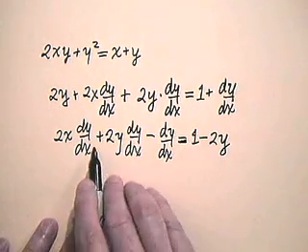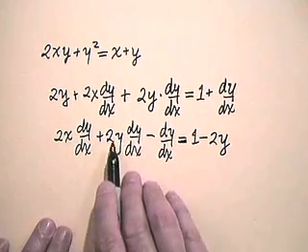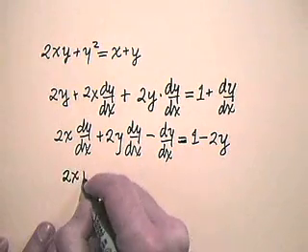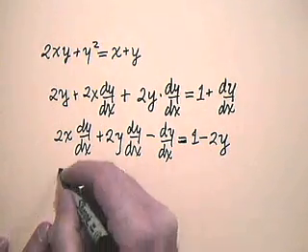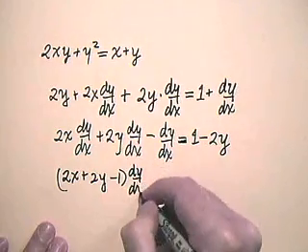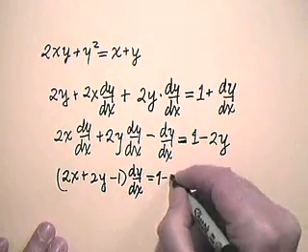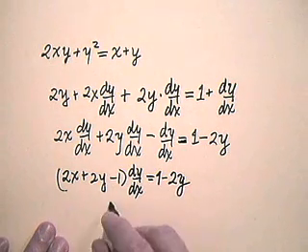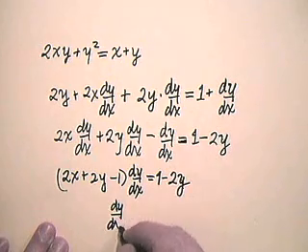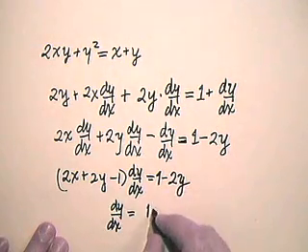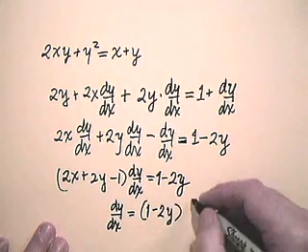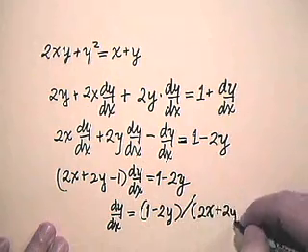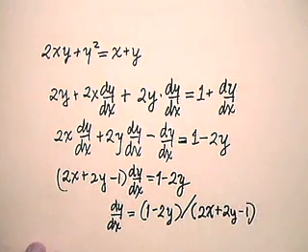Now to solve this for dy/dx is very easy. All I have to do is factor the dy/dx out. So I have the quantity 2x plus 2y minus 1, all multiplying dy/dx, equals 1 minus 2y. And so finally, now I easily solve for dy/dx. dy/dx is equal to 1 minus 2y, all divided by the quantity 2x plus 2y minus 1.